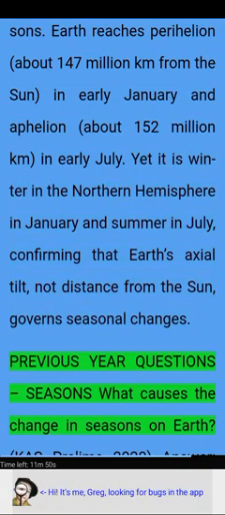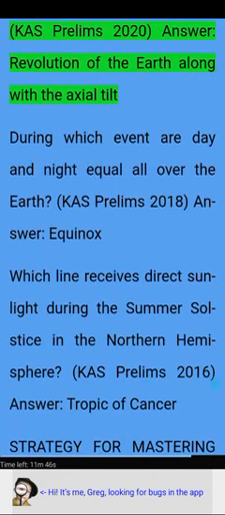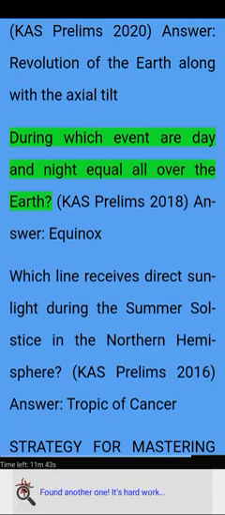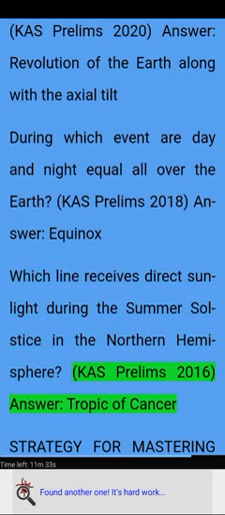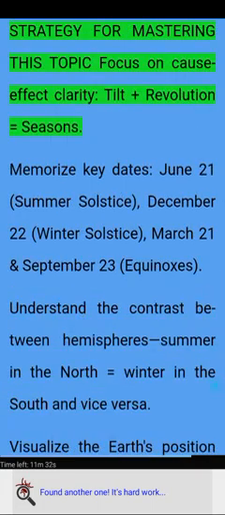Previous year questions. Seasons. What causes the change in seasons on Earth? CAS Prelims 2020. Answer: revolution of the Earth along with the axial tilt. During which event are day and night equal all over the Earth? CAS Prelims 2018. Answer: equinox. Which line receives direct sunlight during the summer solstice in the northern hemisphere? CAS Prelims 2016. Answer: Tropic of Cancer.